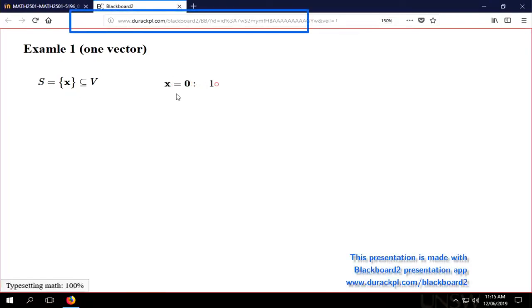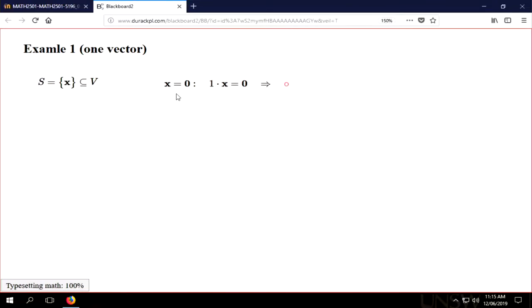If my vector accidentally is 0, I never excluded 0 from consideration. So if my set consists of one vector and that vector happens to be 0, then I can point out this relation, which is a trivial correct relation. If you multiply 1 by the 0 vector, the result will be a 0 vector. You cannot argue with this. I hope you cannot argue with this.